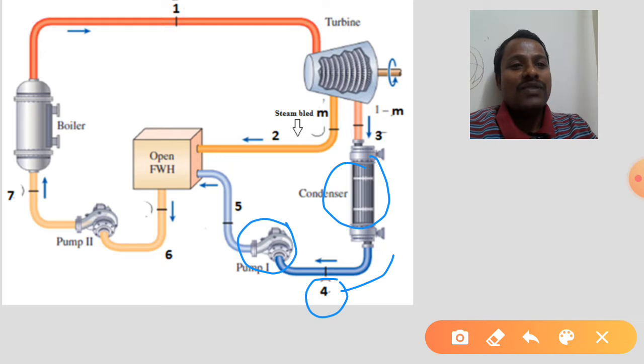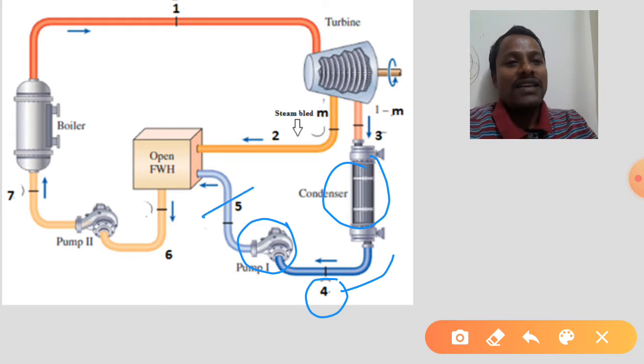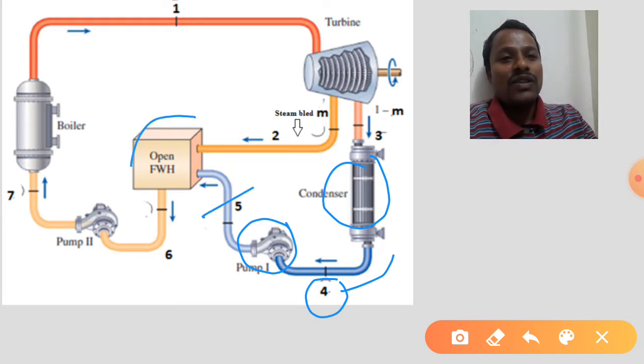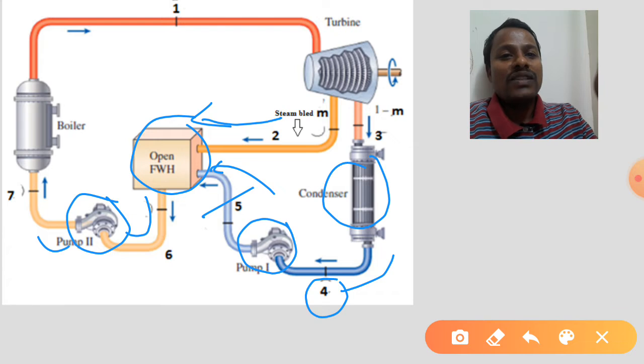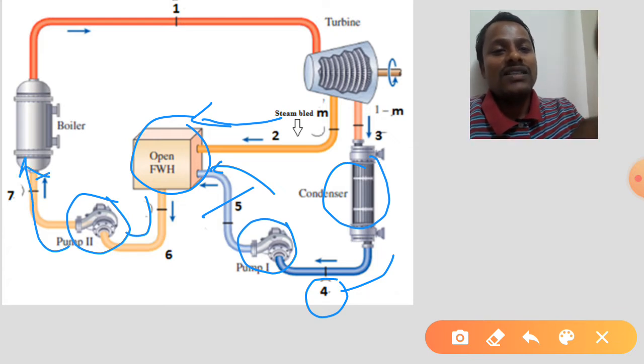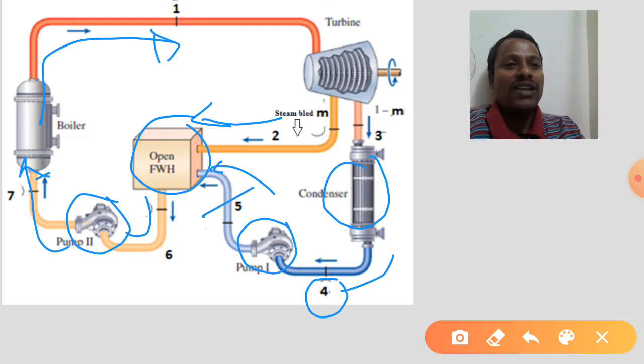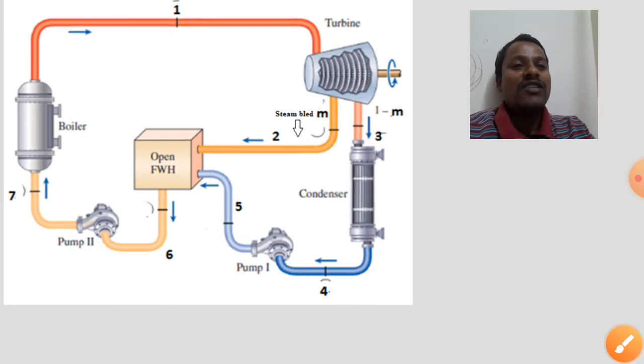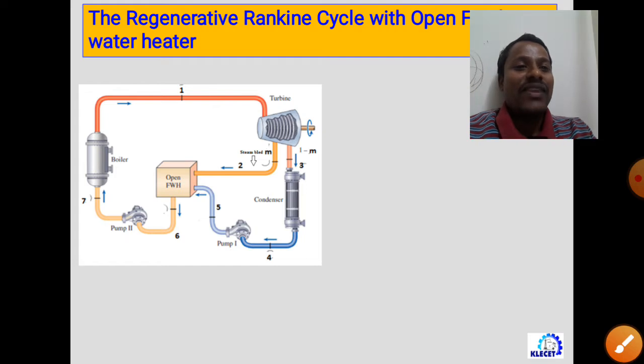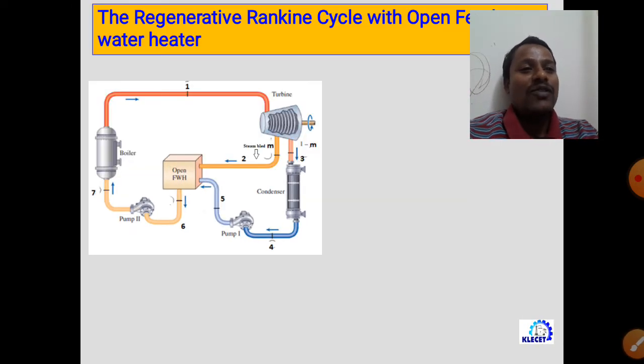The pump pumps the condensate at state 5 against pressure P2 into the open feed water heater, wherein the steam as well as the condensate both physically mix with each other. Then the hot condensate comes out, then pump 2 pumps the condensate against the boiler pressure, so inside the boiler heating takes place and again the steam comes out at state 1. So this is the usage of open feed water heater in Rankine cycle to improve the thermal efficiency.